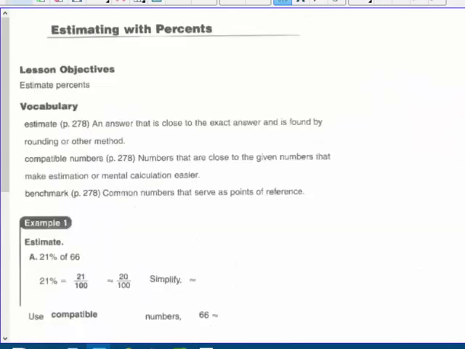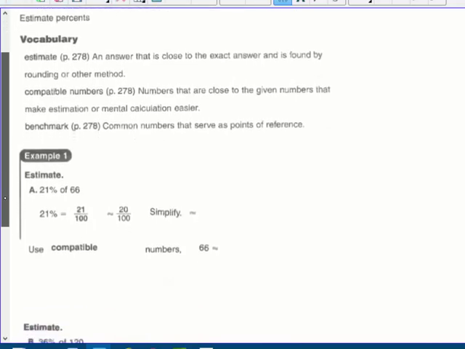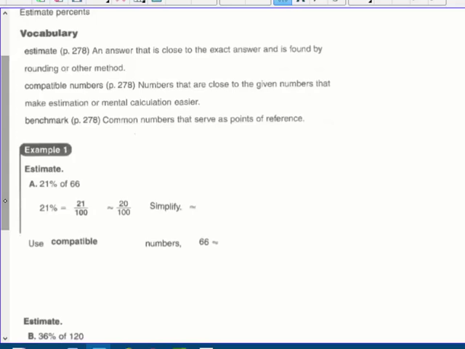Estimating with percents is today's lesson. The objective is to learn how to estimate percents. Some vocabulary. What does estimate mean? An answer that is close to the exact answer and is found by rounding or other method, by using mental math or doing something not on paper and pencil. An estimation is something that you can do quick in your head mentally by rounding or using what is called compatible numbers. Numbers that are close to the given numbers that make an estimation or mental calculation easier.